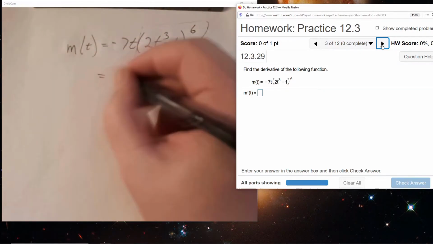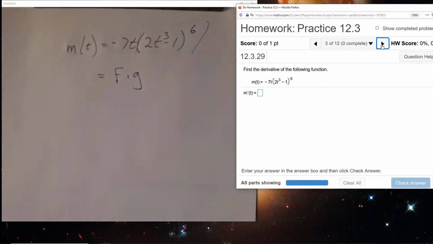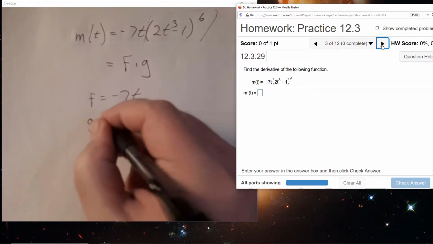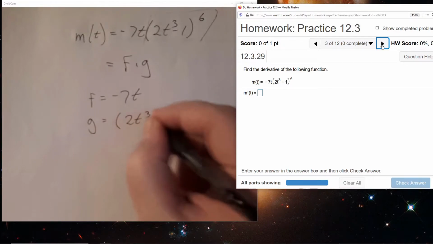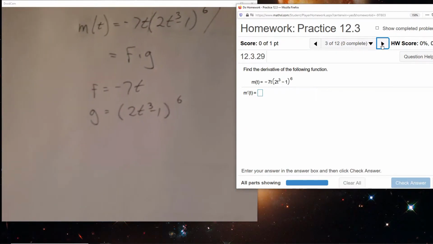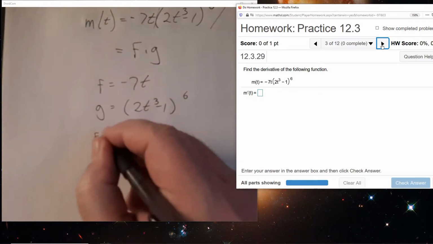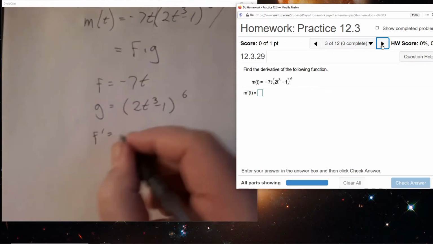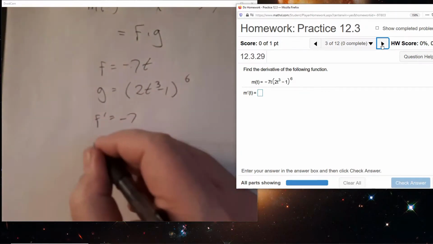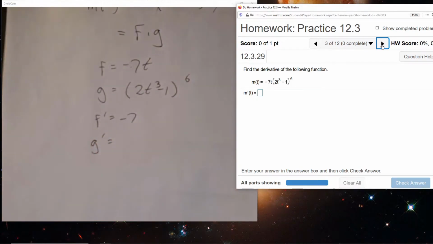This is a product rule with a chain rule. So we'll define f and g like we normally do with the product rule. And we'll take these derivatives. So the derivative of f, minus 7t, is minus 7. Now the chain rule is on the derivative of g.